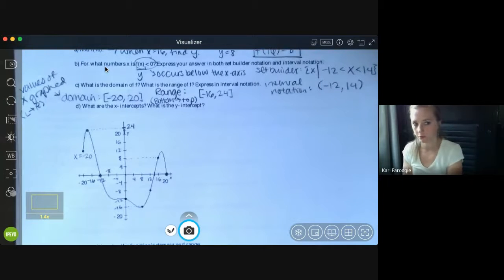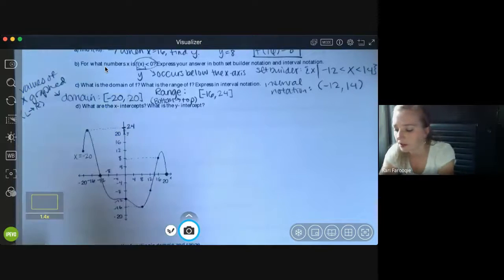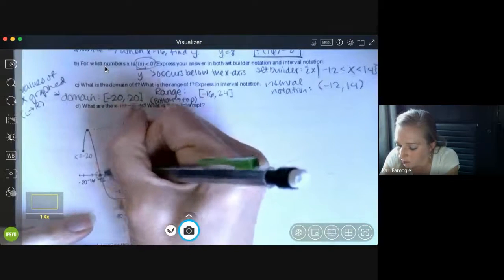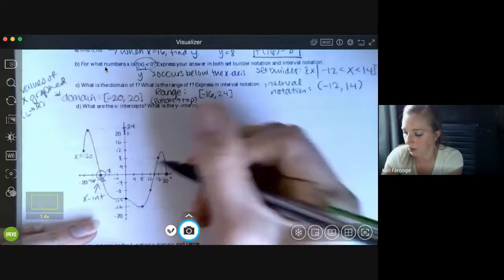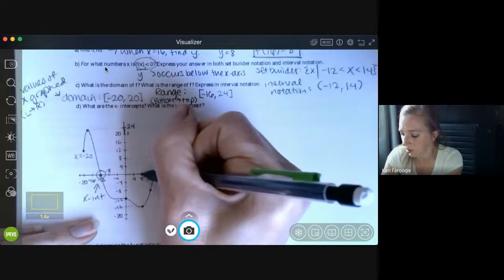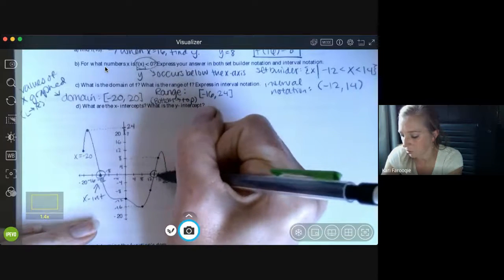All right, wonderful. The next question is about intercepts. What are the x-intercepts? Now, you're being asked for x-intercepts in the plural sense because there's more than one. For the x-intercepts, you're looking at places where your graph intersects the x-axis. So those places would be here. And run your pencil along the x-axis. There's one.